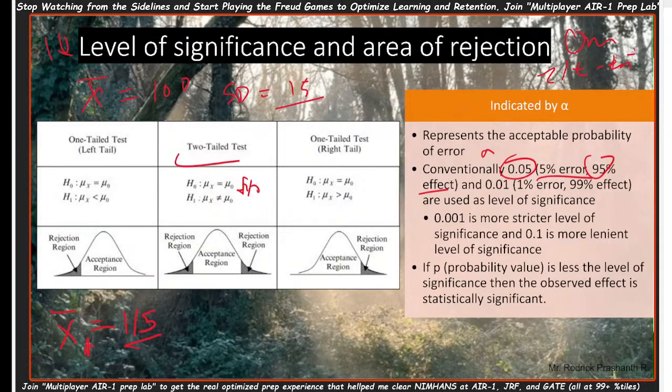Anyone? So I have drawn a sample from the population. And the sample's mean came out to be 115. Not a single person, but a sample's mean came out to be 115. So what is the Z score for this?